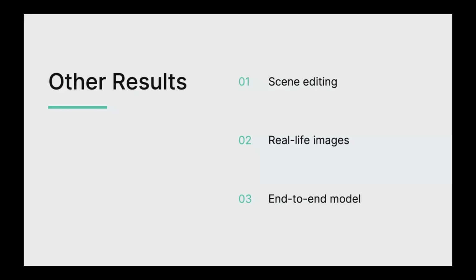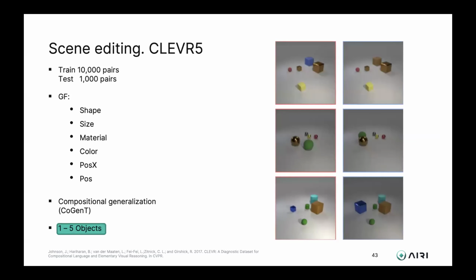And we also checked our approach on more realistic data. We tried to do the scene editing approach with our training setup. Let's start. We generated the CLEVR-5 dataset that consists of 1 to 5 objects. They differ in only one object. In the top row you can see different color, in the middle row a different Y position, and in the bottom a different size. So let's discuss next.